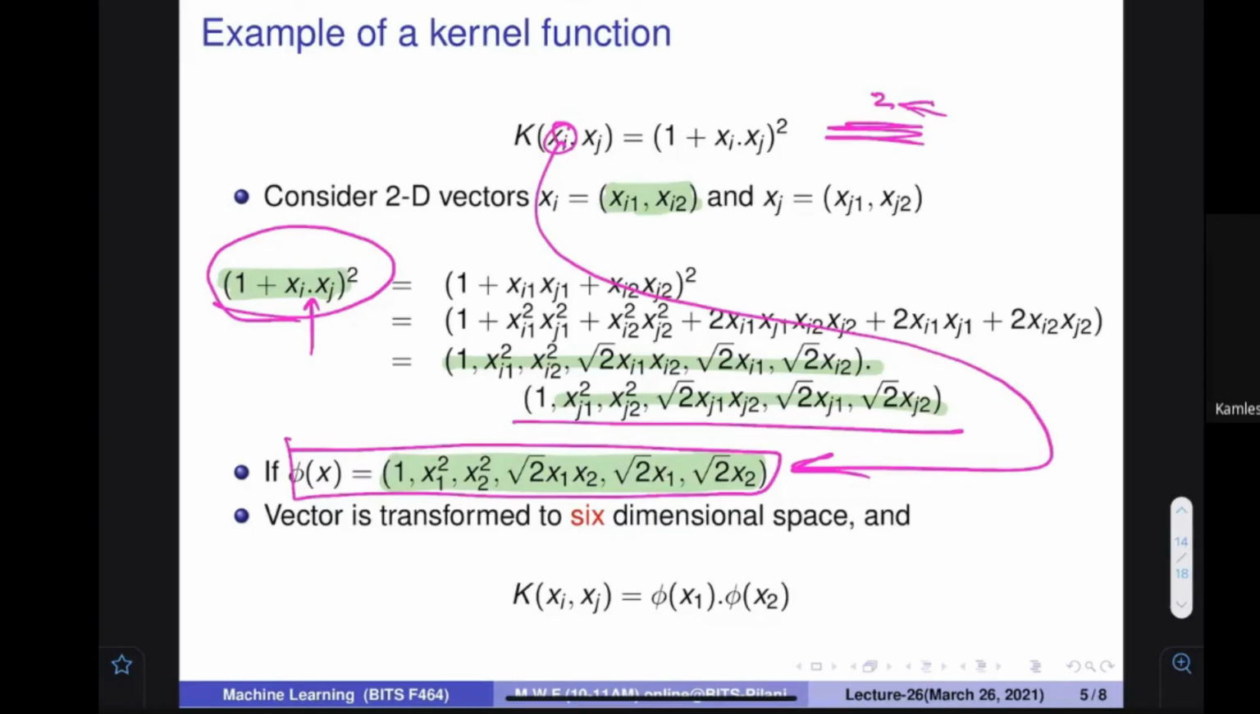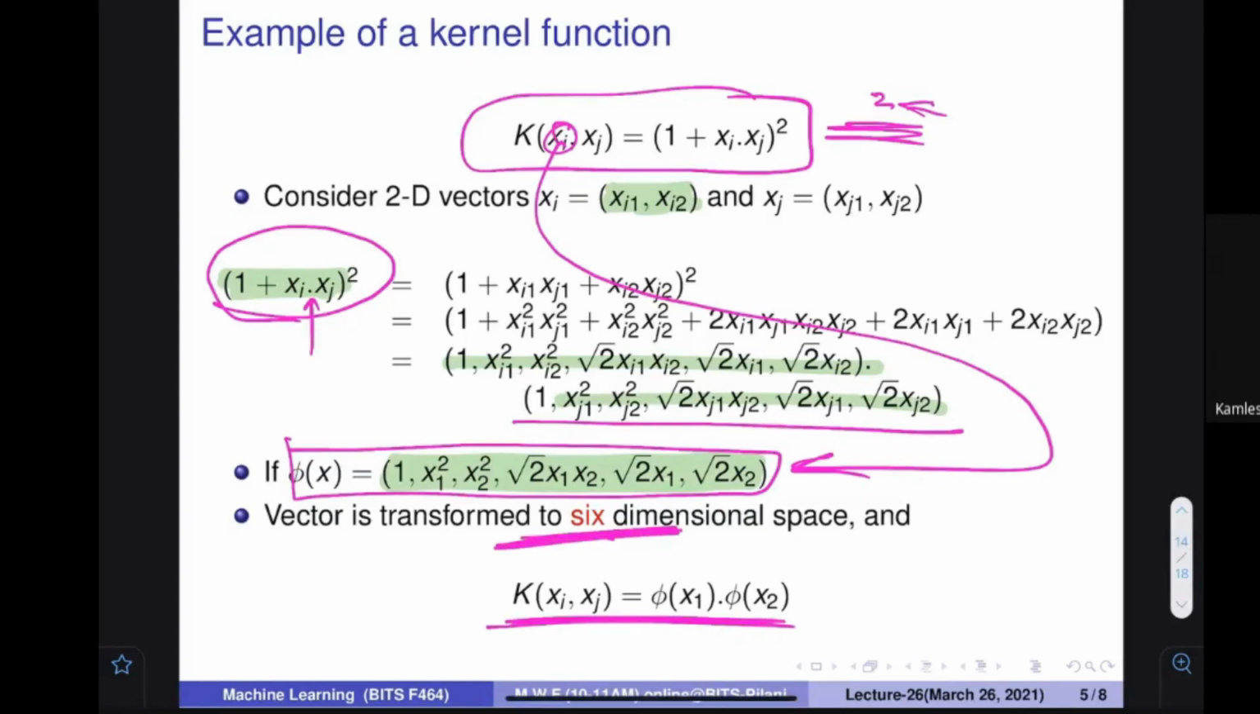So ultimately, when I apply this as a kernel function, what it means is that I have projected the data into the 6-dimension space and found their multiplications.